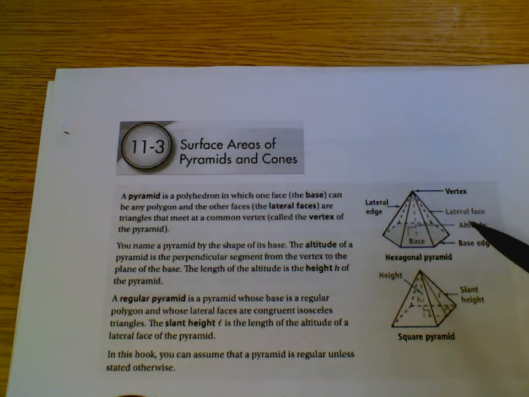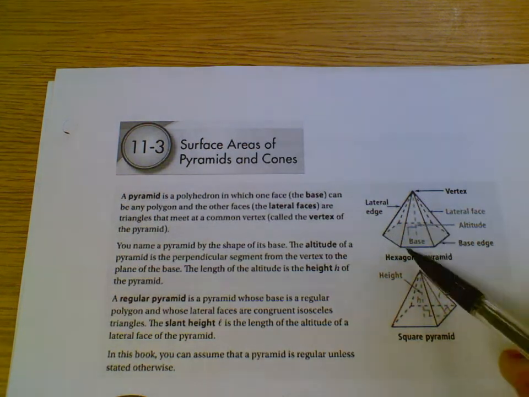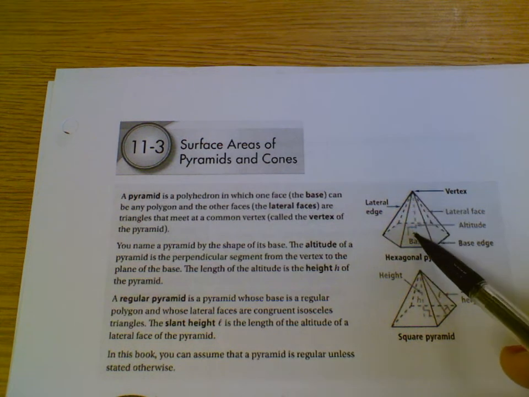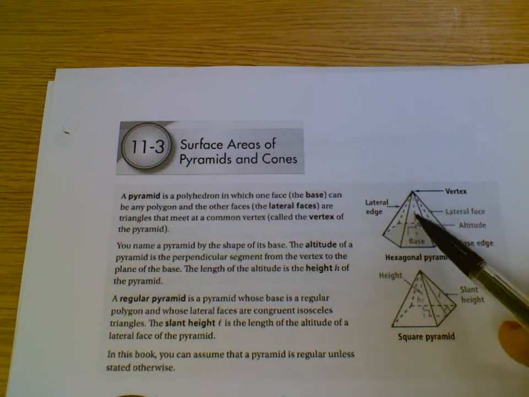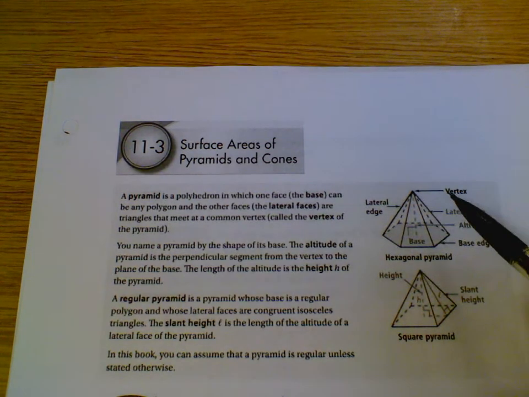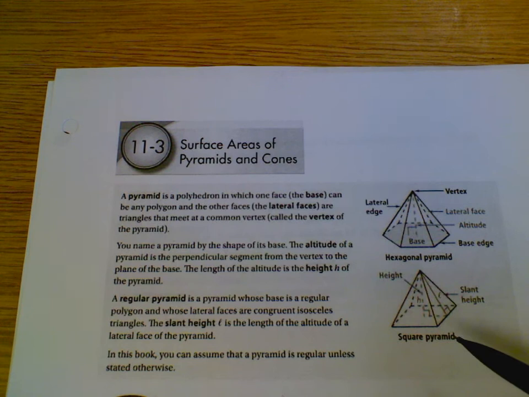So you can name a pyramid by the shape of its base, which is why this is called a hexagonal pyramid. The altitude of a pyramid is the perpendicular segment from the vertex to the plane of the base. So here's your altitude. The length of the altitude is also the height. So those are the same things. A regular pyramid is a pyramid whose base is a regular polygon, such as a square pyramid, and whose lateral faces are all congruent isosceles triangles.